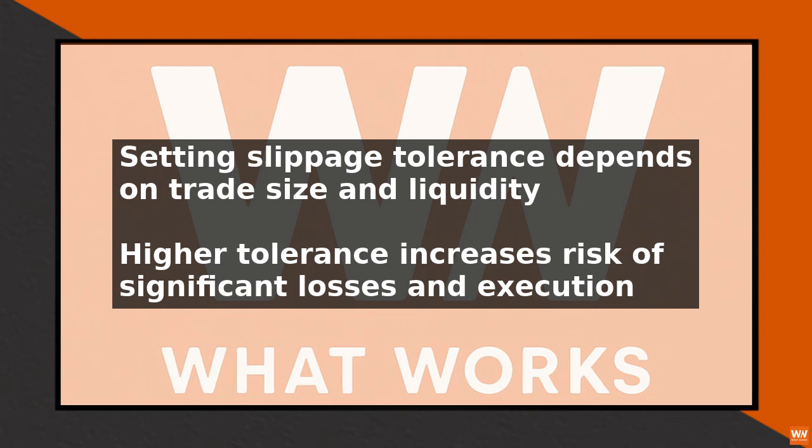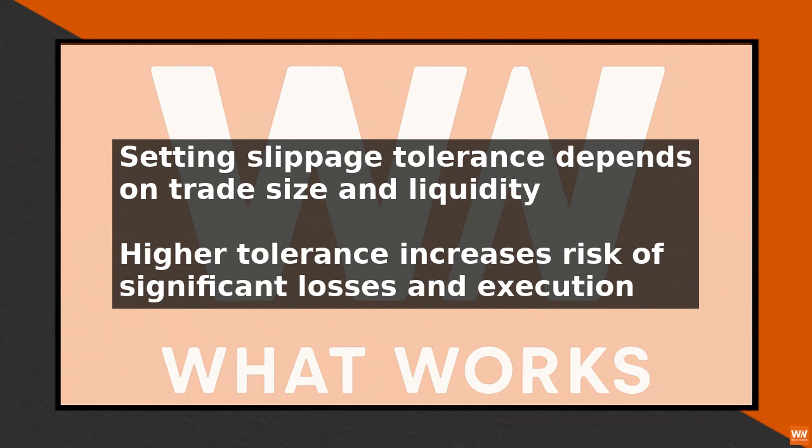For example, if you want to buy 1,000 units of an asset with a current price of $100, and you set a slippage tolerance of 1%, your trade will be executed even if the price moves up to $101. However, if the price moves up to $110, your trade will not be executed, and you will avoid significant losses.